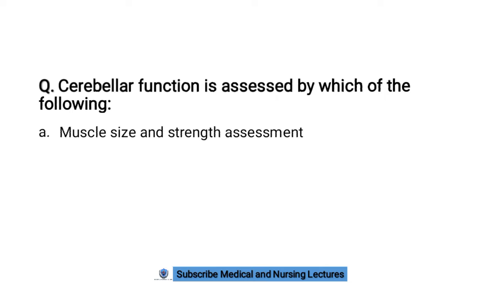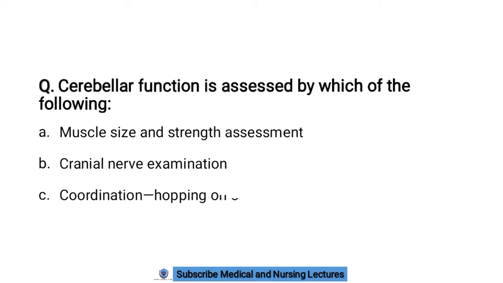Cerebellar function is assessed by which of the following? Option A, muscle size and strength assessment. Option B, cranial nerve examination. Option C, coordination, hopping on one foot. Option D, spinothalamic test. The correct option is option C, coordination, hopping on one foot.